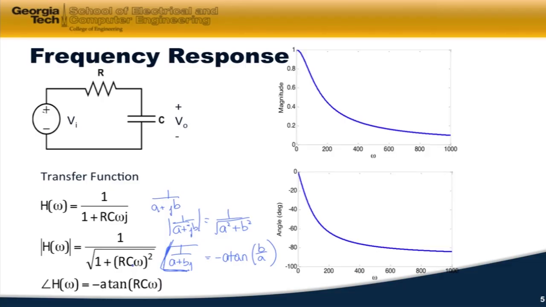If I want to plot this, what I'm plotting on the magnitude is H of omega and then this magnitude. So I'm plotting this function right here, and it's a function of omega. One thing you can see is that as omega gets very large, this gets small. And then this is the angle, the arctangent of RC times omega. In this case, as omega gets large, this approaches minus 90 degrees. And as omega is equal to 0, it's 0 degrees.